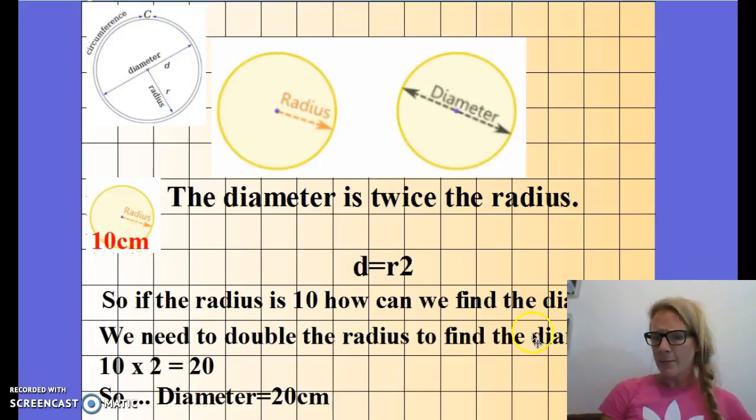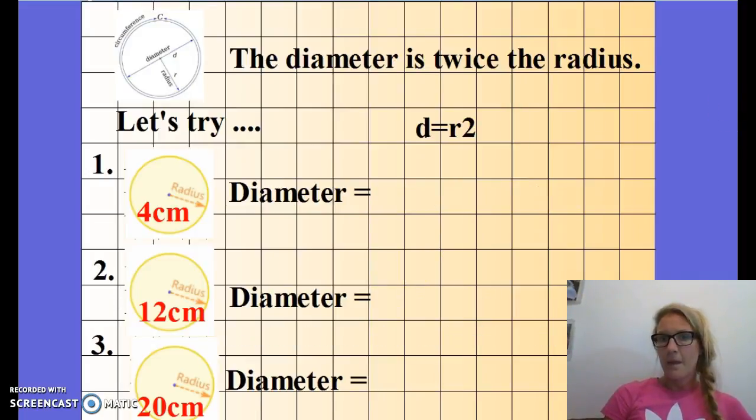How can we find the diameter? Well, if diameter equals R squared, we need to double the radius to find the diameter. So we just multiply the radius by 2. 10 is our radius, multiplied by 2, we're doubling it to equal 20. So the diameter of this circle here is 20 centimeters, based on the formula D equals R squared. Just to remind you, the diameter is twice the radius.